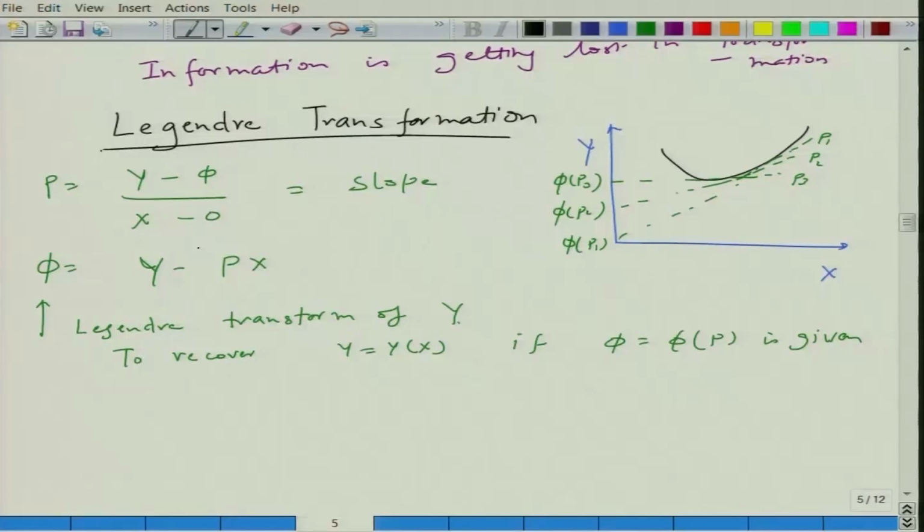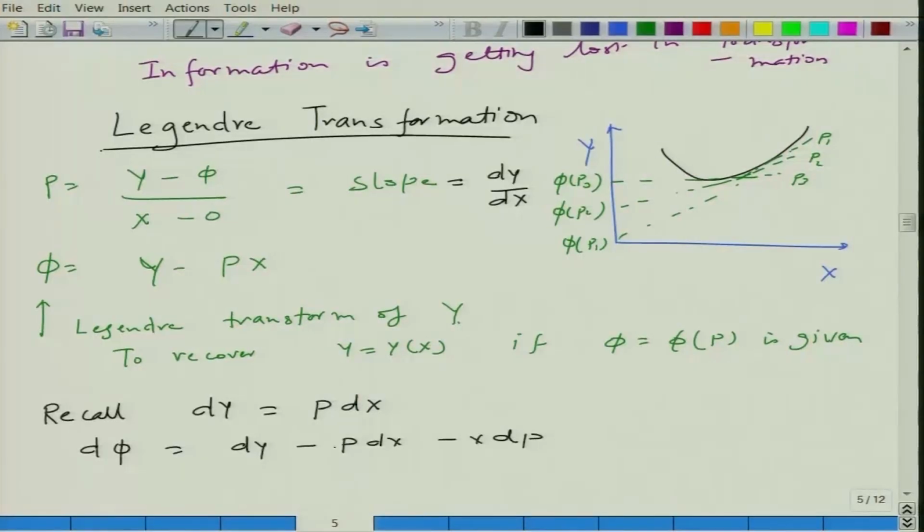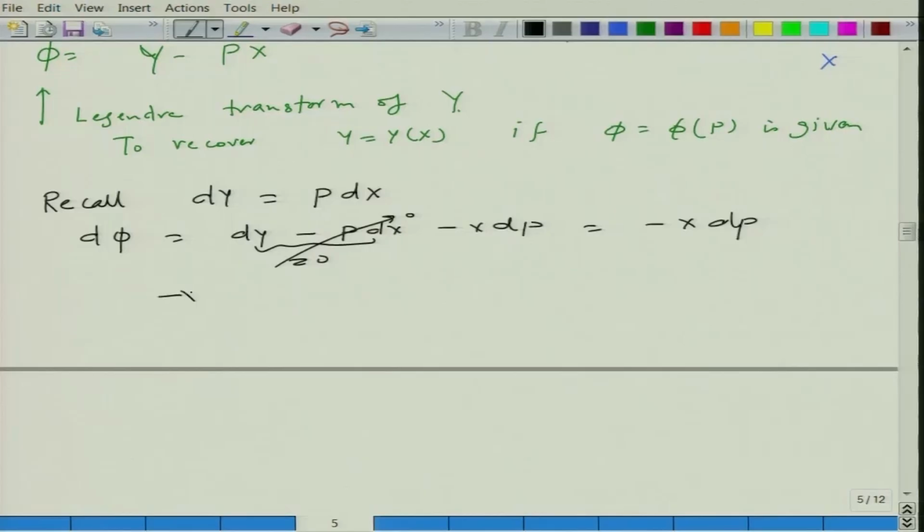So, recall that the definition of slope is also that p is d y by d x. Okay, that is also the definition of the slope. As well, we can consider y at the given point minus this intercept, divided by the total x. So, this is also the definition. With this I can say d y is nothing but p dx. Now, you can differentiate this expression. So, this will become d phi equals d y minus p dx minus x dp. Okay, this part essentially is going to be 0. So, this is going to be minus x dp. So, you can recover this by a simple definition that minus x is nothing but d phi by dp.